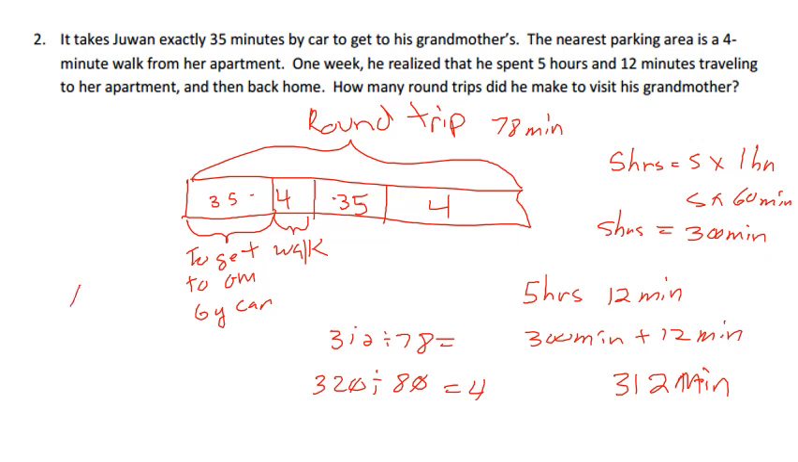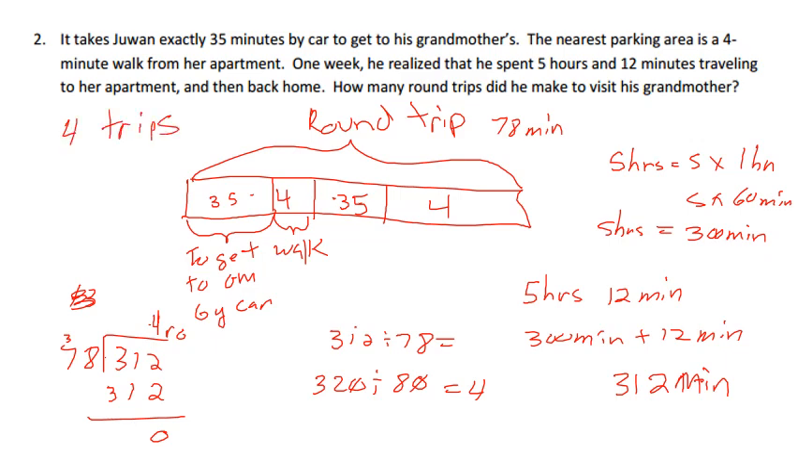Now let's take the actual problem. 312 divided by 78. And we're saying 4. 4 times 8 is 32. 4 times 7 would be 28, plus 3 is 31. That'd be 0. So 4 remainder 0. So he made 4 round trips to his grandmother.